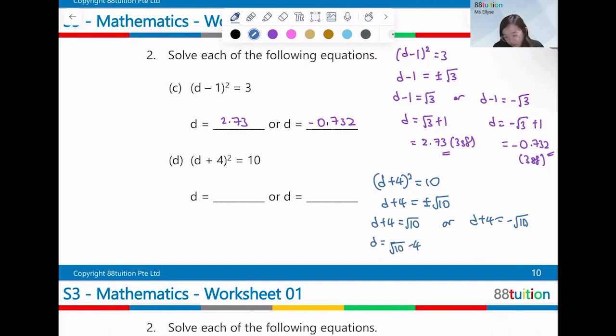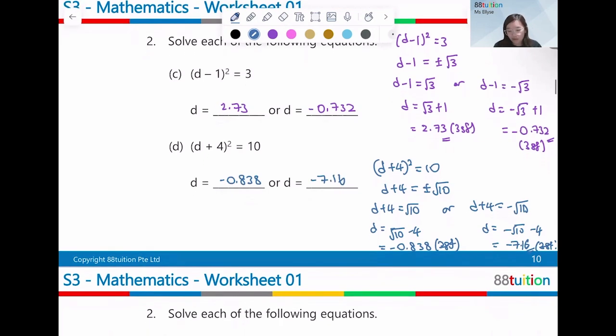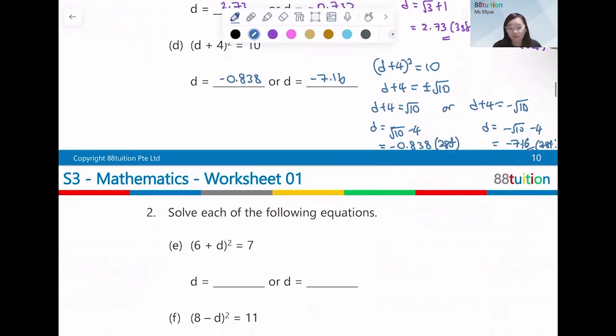So this is -4 minus square root 10, and square root 10 minus 4. Then you will have this first answer as negative 0.838. And this guy will be minus 7.16, 3SF as well. So two answers. Same thing, just square root both sides first, then the one that you square rooted will be plus minus. Even though you square root, you can still go ahead to solve them.